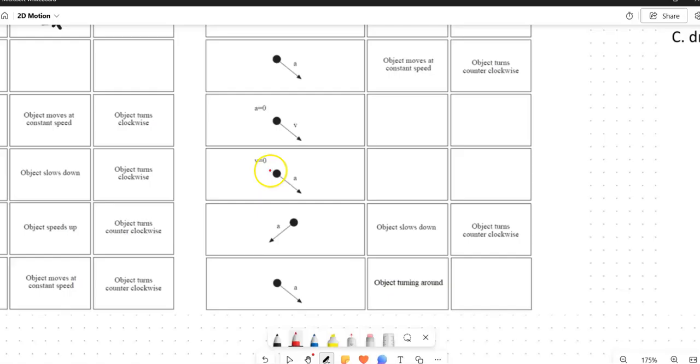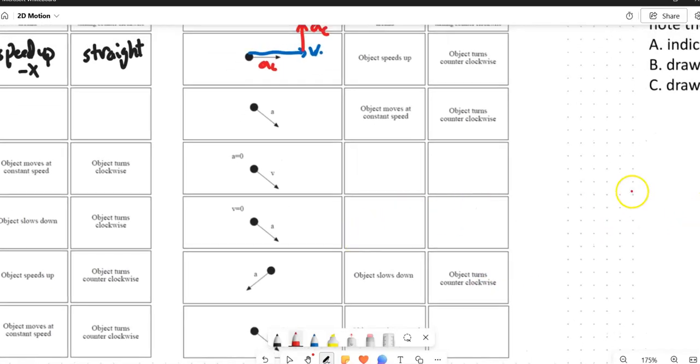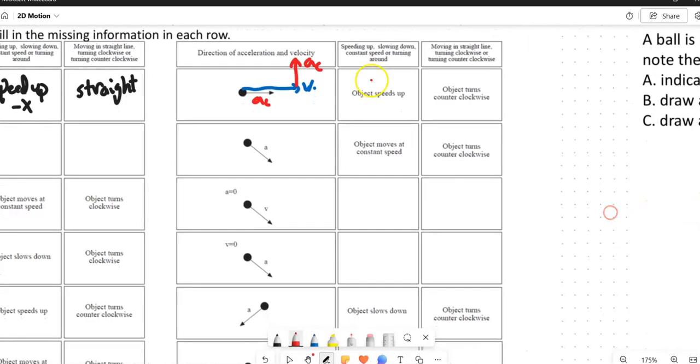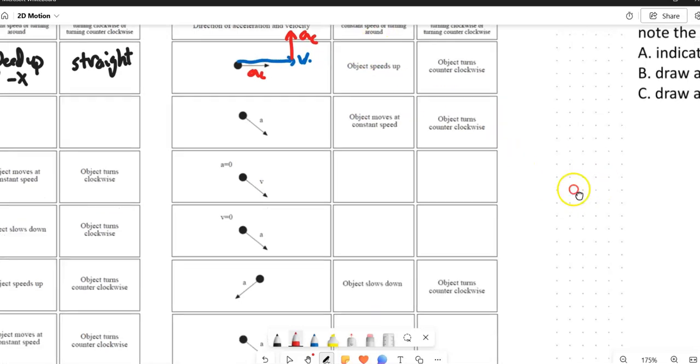Ooh, this one's a good one. What happens if you have a velocity vector that is 0, but you have an acceleration vector? Okay, so that's kind of a weird one. And our choices for this part are speeding up, slowing down, or turning around.